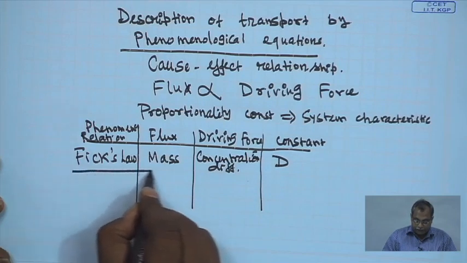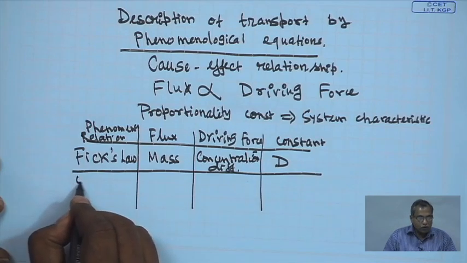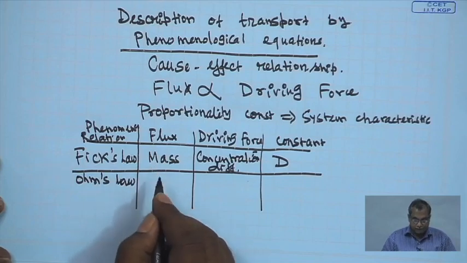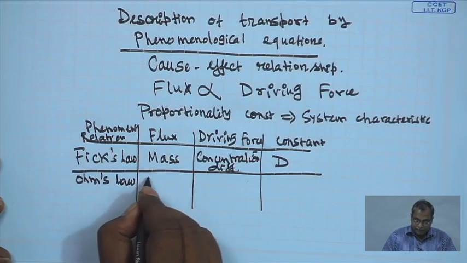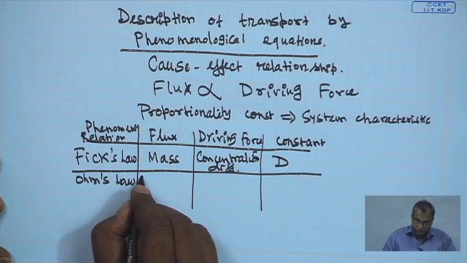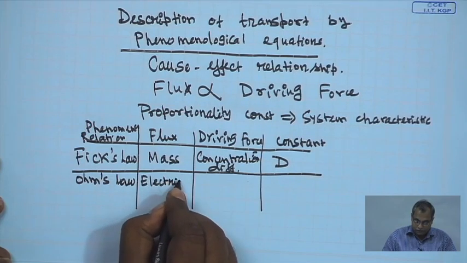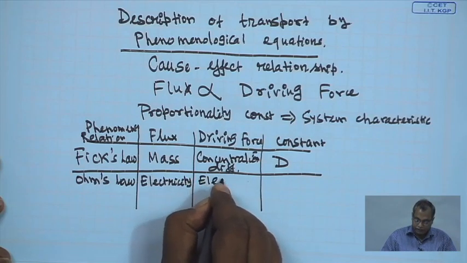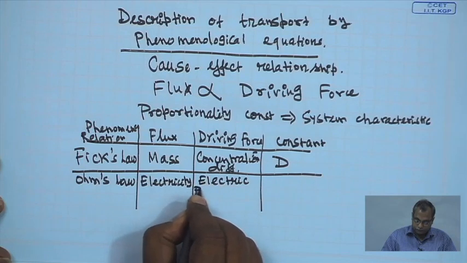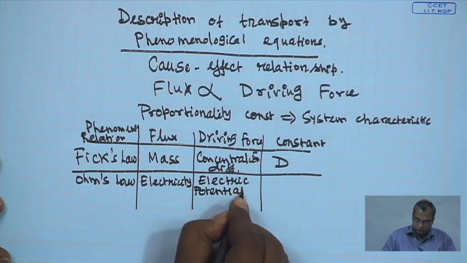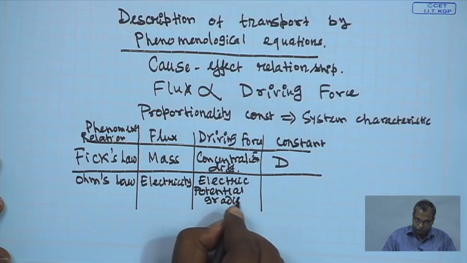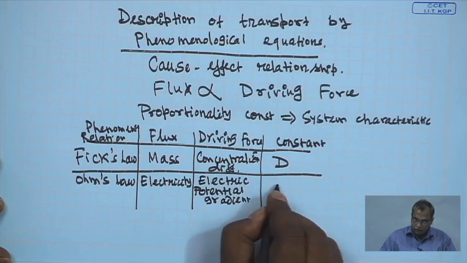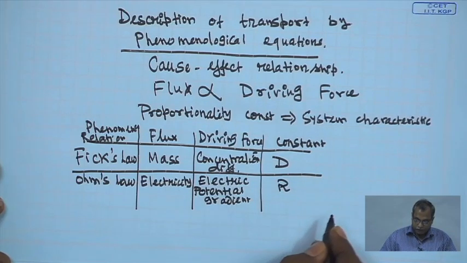The second one is known as Ohm's law for current. What is the flux? Flux is basically electricity or charge flux. What is the driving force? Potential gradient, electric potential gradient. And what is the proportionality constant? It is basically conductance or the inverse of resistance. Okay.